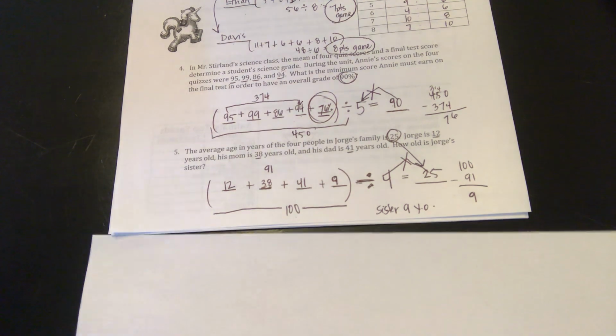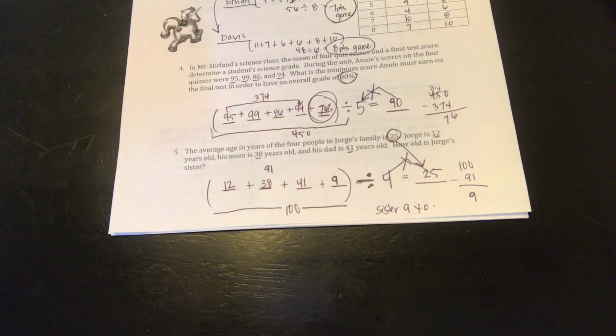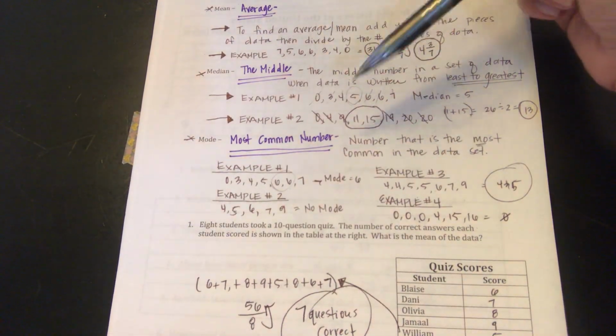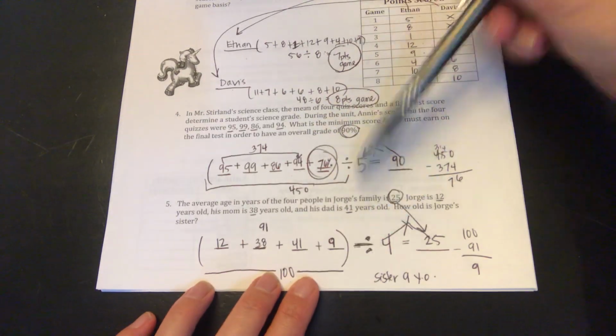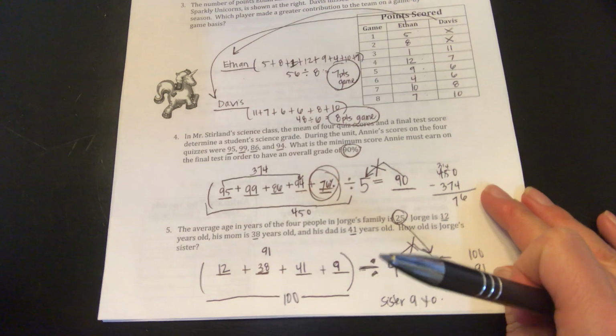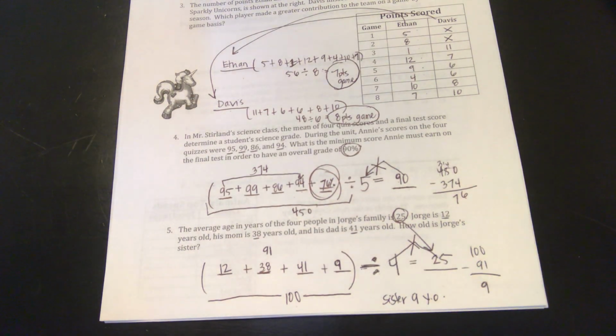Okay. So that was just a brief review. You should know this already from last year. Mean, median, and mode. Practice doing it. And then these two here are maybe the toughest ones. But if you have your homework notes out, you should be able to do this.